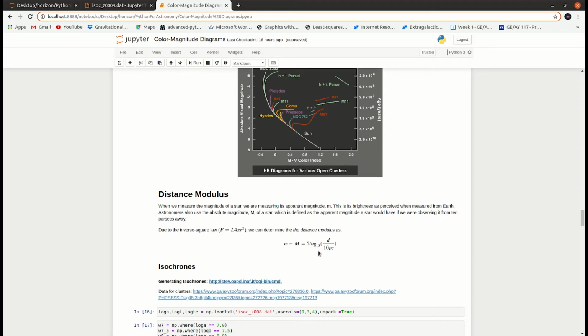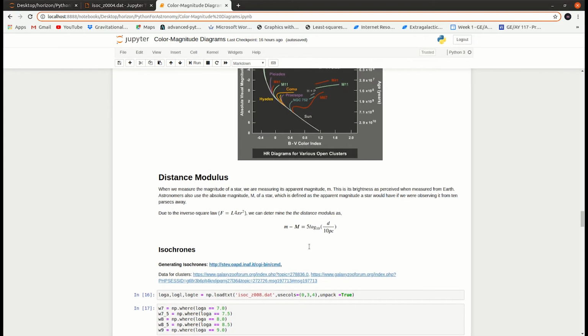m minus M is 5 log10 of d by 10 parsecs. So if you know the distance to that particular star cluster in parsecs, I can find this. Or if I know the distance modulus, which is m minus M, I can find the distance using this equation.